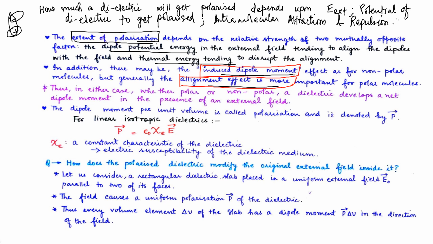Thus in either case, whether polar or non-polar, the dielectric develops a net dipole moment in the presence of an external field. So the moral we get at the end of all this is that the dielectric develops a net dipole moment, and that happens in the presence of an external field. This development of a dipole moment does not happen in conductors. The dipole moment per unit volume is called polarization.